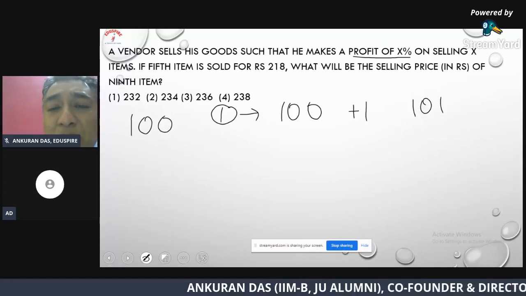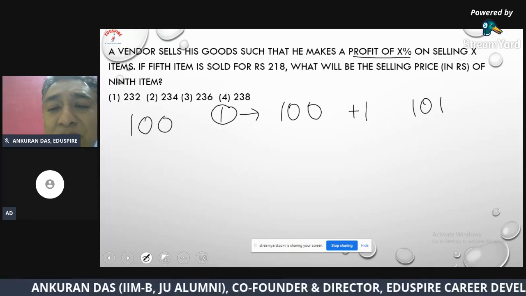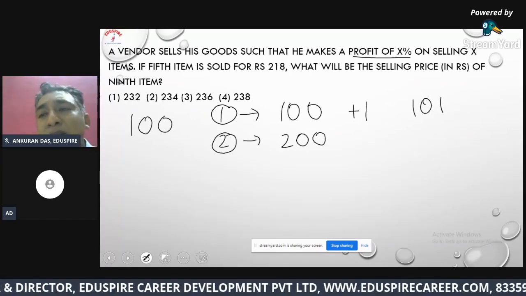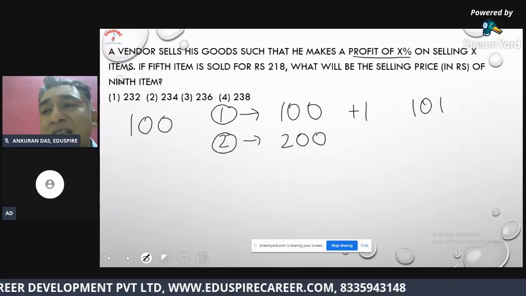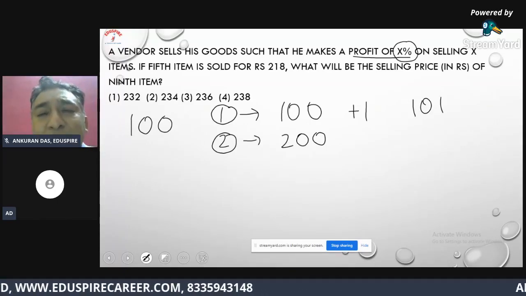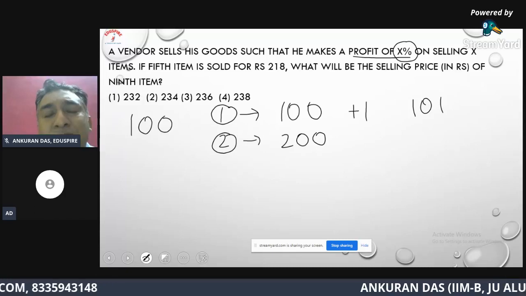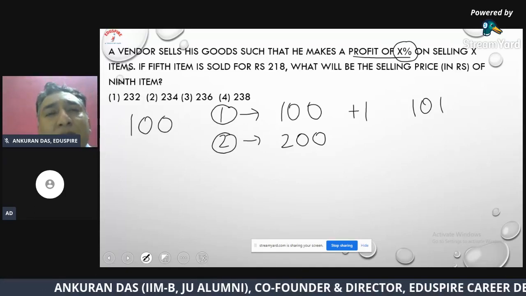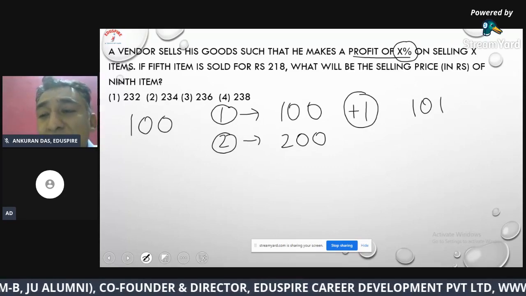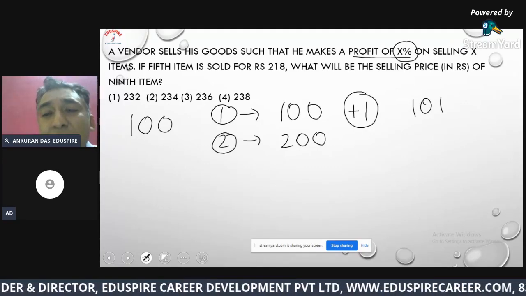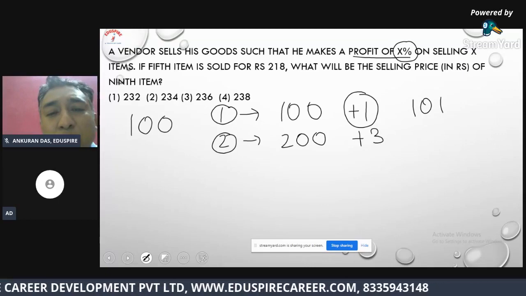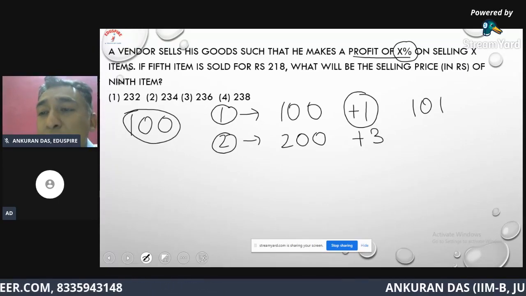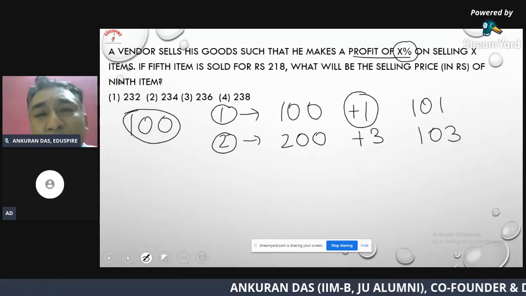When I look at the second item, please understand the overall cost is 200, which means I expect a profit of 2% on 200, because they have said I expect X% on selling X items, right? Now, what is 2% of 200? That is 4 rupees. But remember, by selling the first item, I already earned a profit of 1 rupee, which means I need 3 more rupees of profit only from the second product, whose cost is also 100, isn't it? So that product will be sold at 103. The second item will be sold at 103.